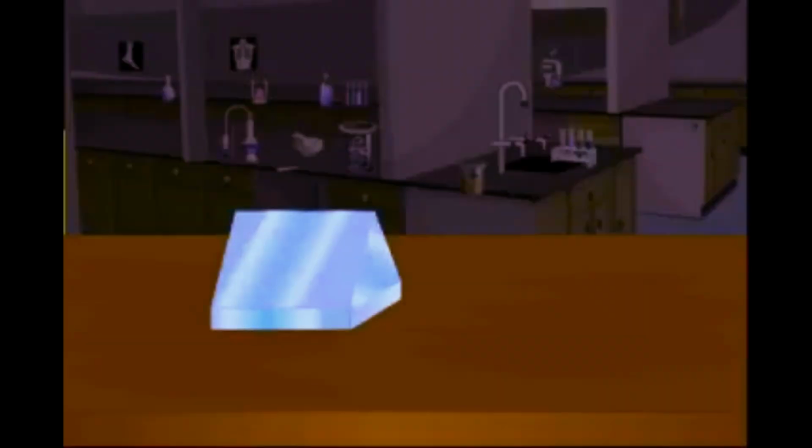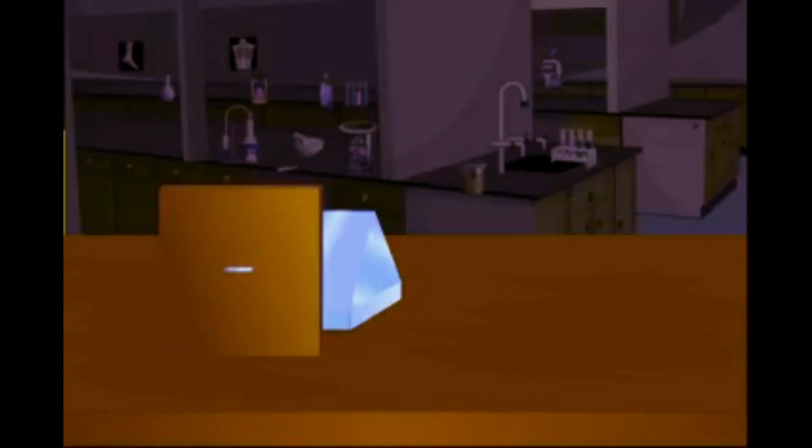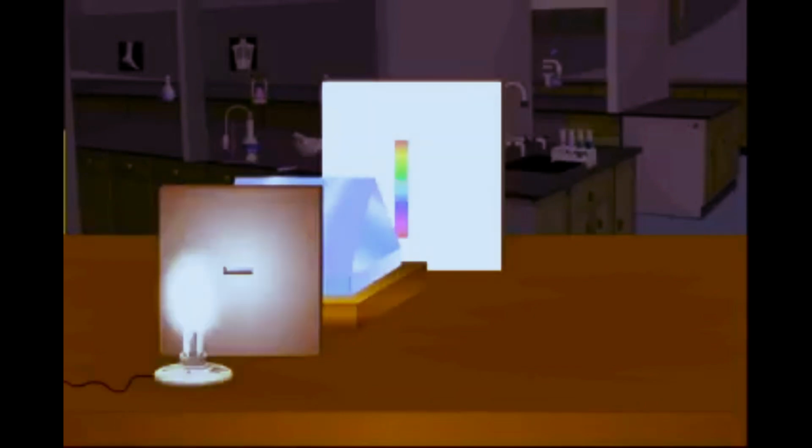This is a prism. Have you ever observed what happens when white light passes through a prism? Let's find out. Take a cardboard and make a small hole in it, and place the cardboard on a table. Now, place the prism between the cardboard and a white paper sheet. Now, allow some white light to pass through the hole and fall on the prism.